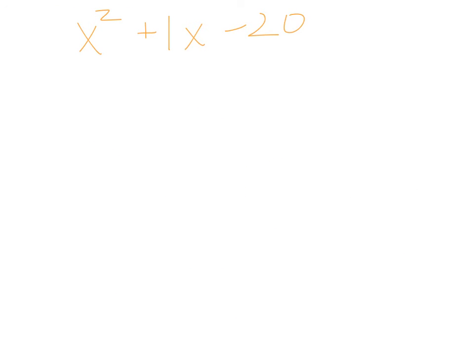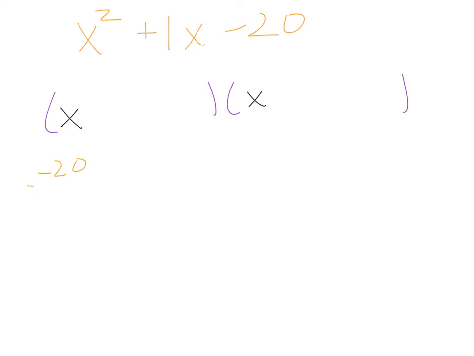Same type of thing. First I look, is there anything that these all have in common I can take out? No. So now I have to factor into my two parentheses again, just like the last problem. This one's a little bit easier because I notice that there's no number for my a value. So since there's no value for my a value, I know I can just split up my x squared to just my two x's. Now I'm looking at my negative 20.